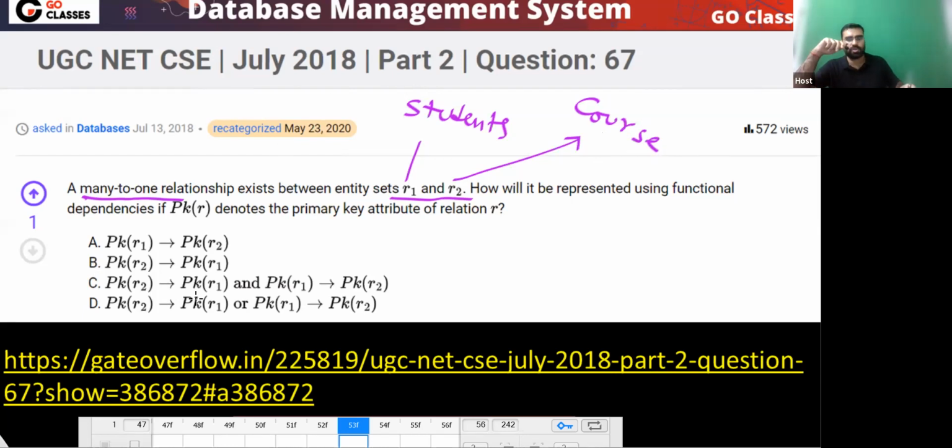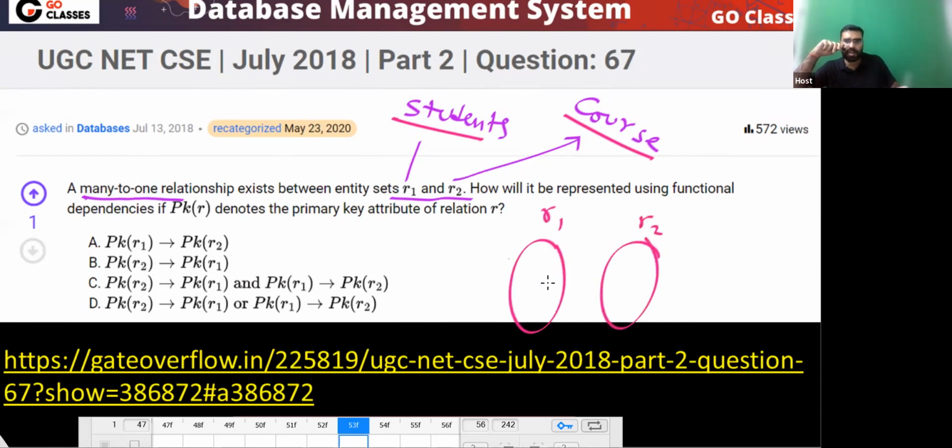Yes or no? So you can notice that many students can enroll in a course. A course can have many students. In one course many students can enroll. So here you can clearly see that a many to one relationship exists between R1 and R2.